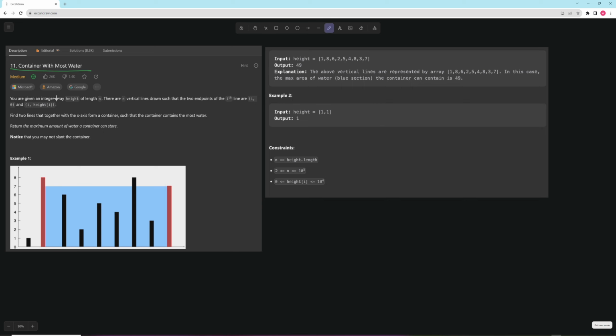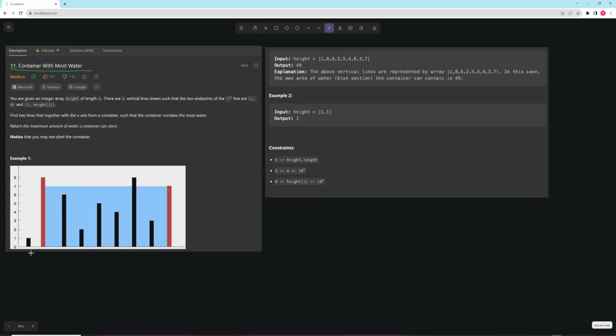So we're given an integer array height of length n, and there are n vertical lines such that the two endpoints of the ith line are (i, 0) and (i, height[i]). You want to find two lines that, together with the x-axis, form a container such that the container contains the most water, and we want to return the maximum amount of water a container can store.